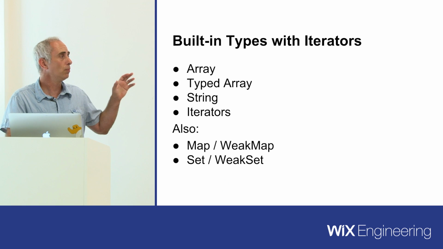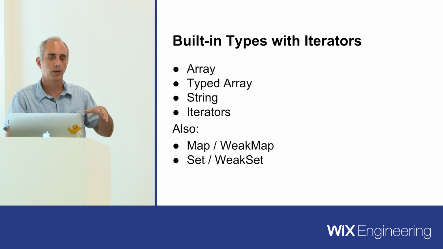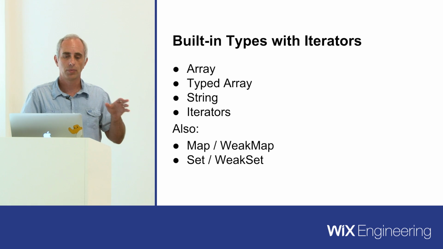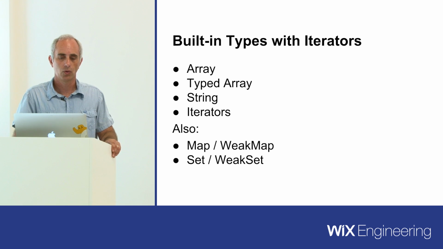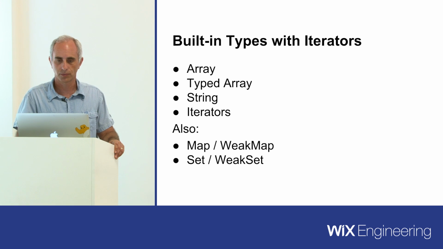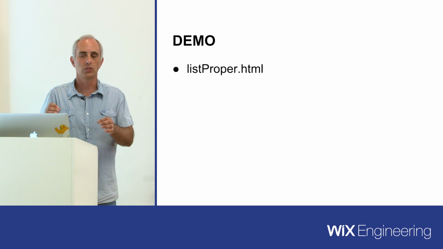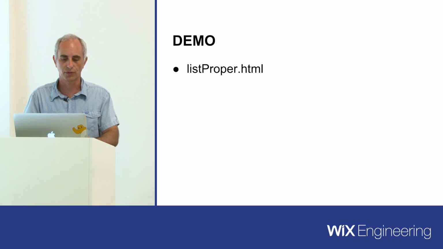There are also some new built-in collection types in JavaScript: map, weak map, set, and weak set. Again, I may touch on them a little bit later on, but they also implement iterators and use them, which means that you can use the same type of functionality or loop code to iterate over all these types of collections. Let's modify the previous example to use this type of an iterator factory.